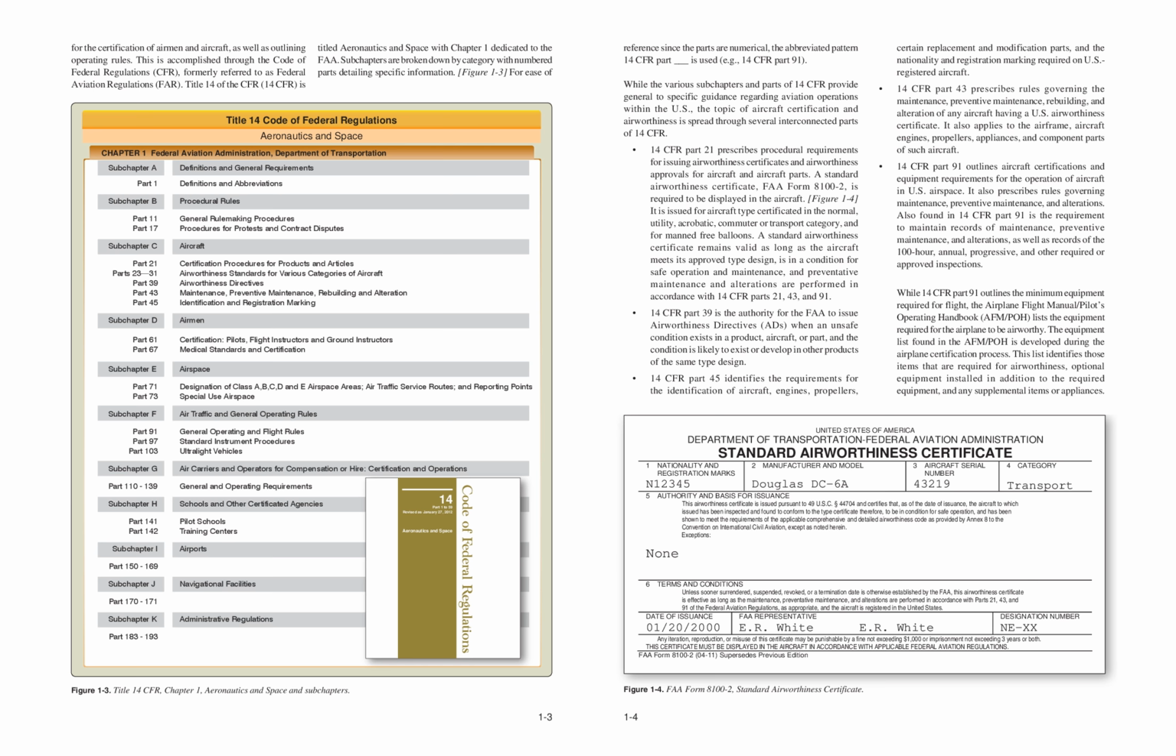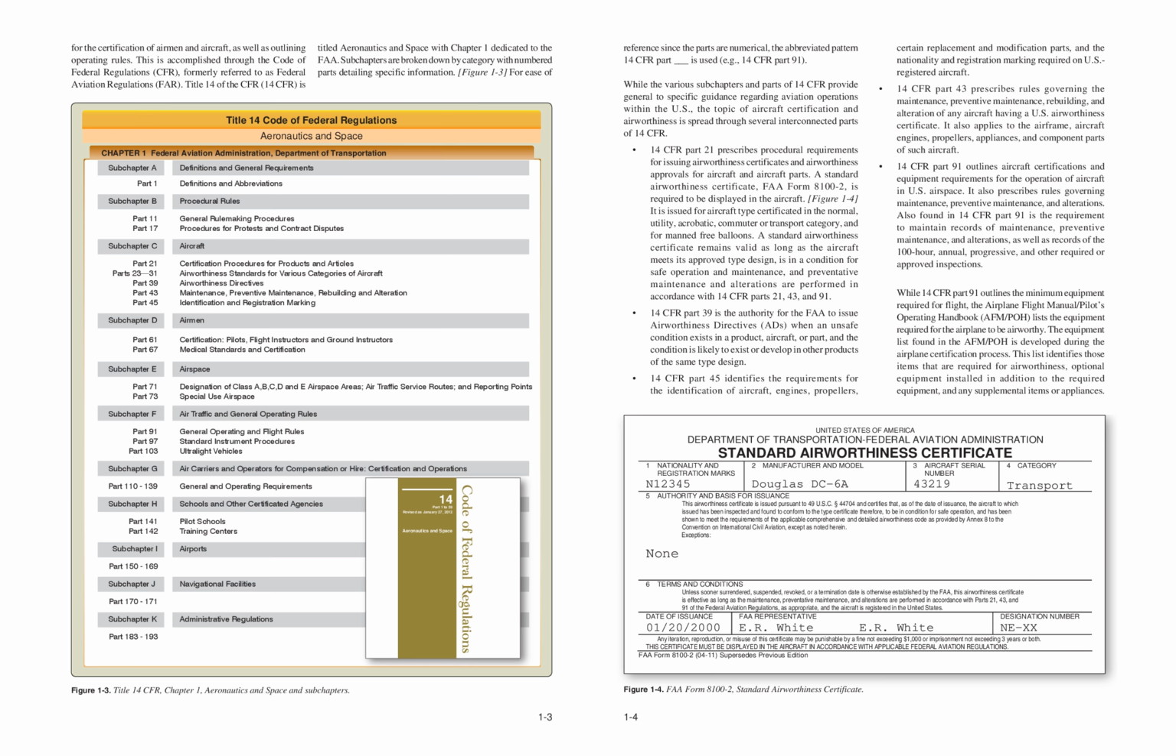Also found in 14 CFR Part 91 is the requirement to maintain records of maintenance, preventive maintenance, and alterations, as well as records of the 100-hour, annual, progressive, and other required or approved inspections. While 14 CFR Part 91 outlines the minimum equipment required for flight, the Airplane Flight Manual/Pilot's Operating Handbook, AFM/POH, lists the equipment required for the airplane to be airworthy.